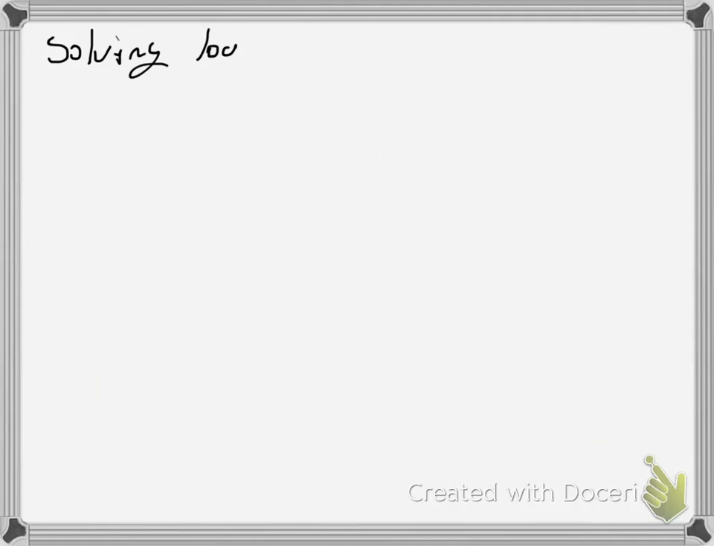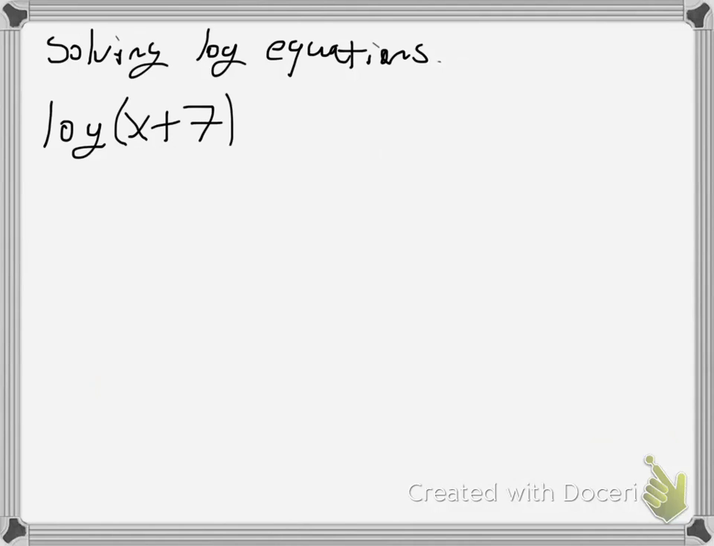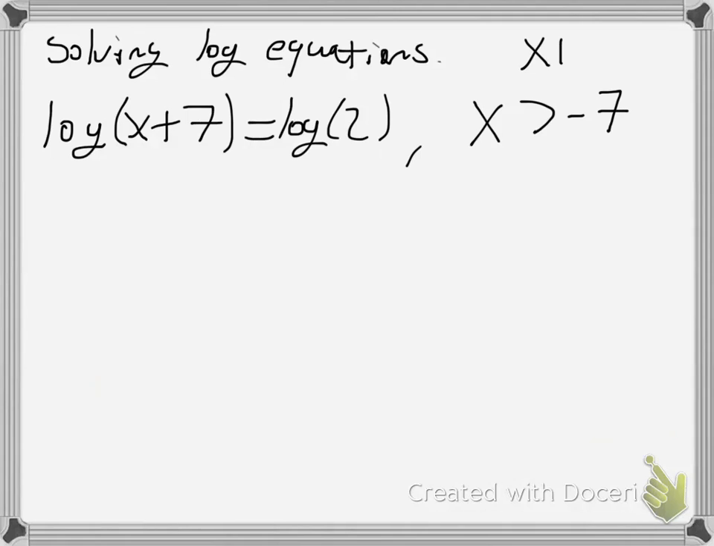Okay. Now we're going to look at a couple examples of solving log equations. So log of x plus 7 equals log of, I think that's a 2. Okay, it is log 2. One thing we need to be careful about is that when we do get an answer, it needs to be within the domain. So remember, the domain of logarithms is greater than 0. So we need to set x plus 7 greater than 0. That gives us the requirement that x is greater than -7.